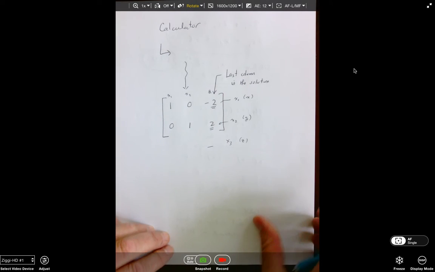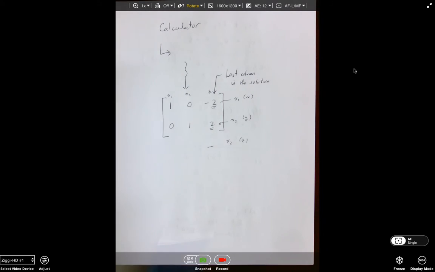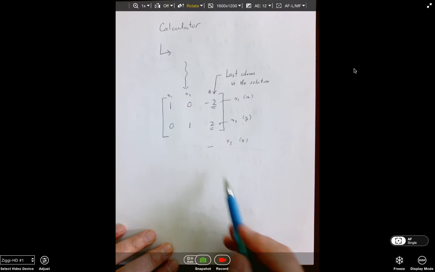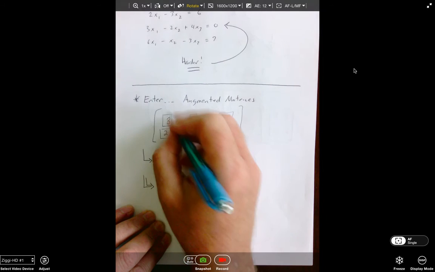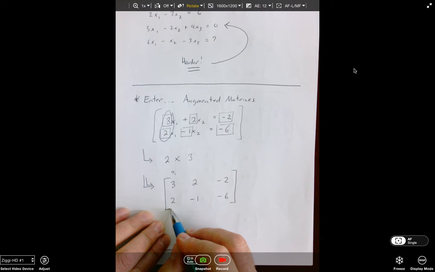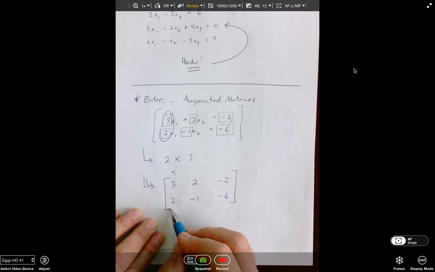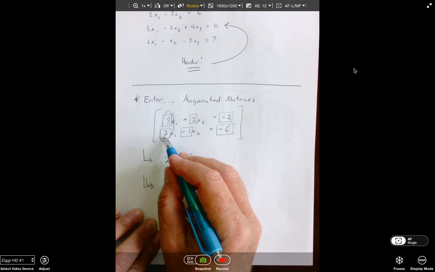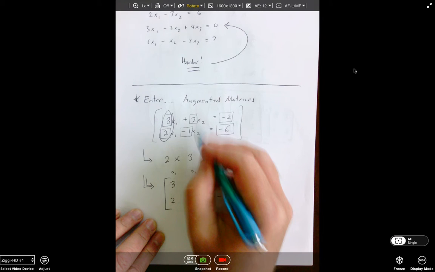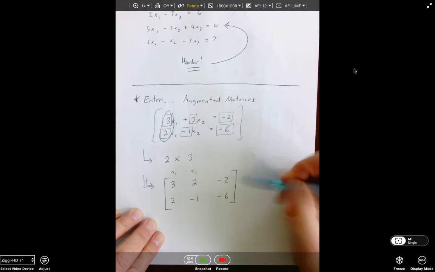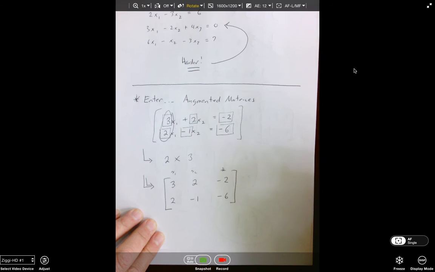Because if you go back to where we set this up, that's kind of what we've got. These 3's right here came from the x1's. This 3 and the 2, 3, 2 came from the x1's. This 2 and -1, these things came from these x2's. And these things right here came from our numbers. Our constant without the variable.